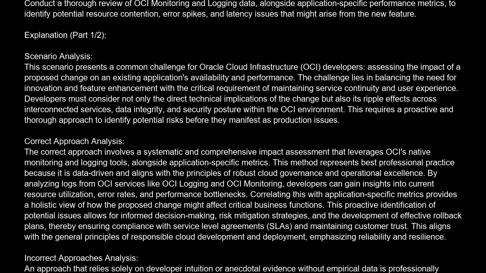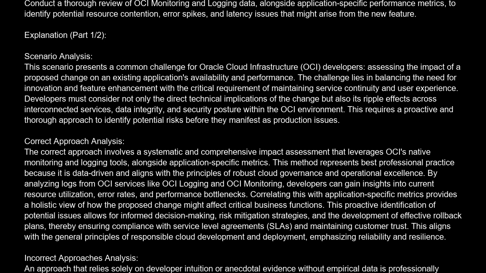By analyzing logs from OCI services like OCI Logging and OCI Monitoring, developers can gain insights into current resource utilization, error rates, and performance bottlenecks. Correlating this with application-specific metrics provides a holistic view of how the proposed change might affect critical business functions.